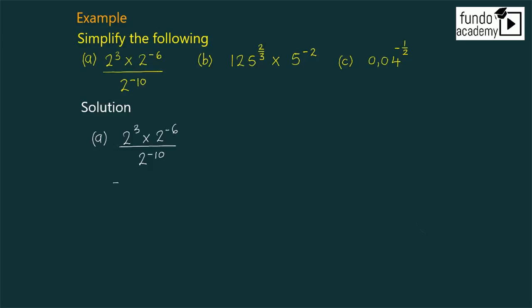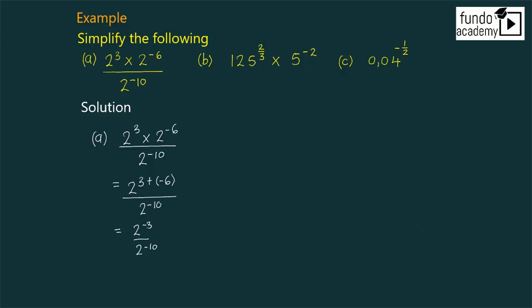For the numerator, for 2 to the power of 3 multiplied by 2 to the power of negative 6, we apply law 1 where we add the powers, so we'll be getting 2 to the power of 3 plus negative 6, and this is divided by 2 to the power of negative 10. So if we simplify 3 plus minus 6, we get minus 3, because if we have a plus and a minus, we get a minus, so it's 3 minus 6, and that's minus 3, and that's divided by 2 to the power of negative 10.